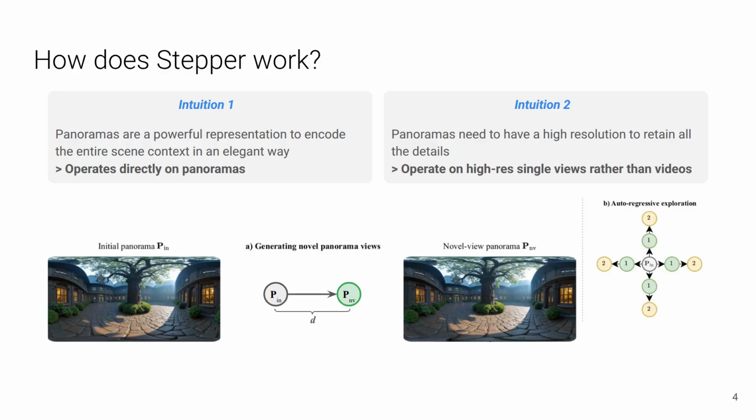Using our stepper model, we can then explore the scene in several directions, starting from an initial panorama. All of the generated panorama views are then reconstructed using MapAnything and used to optimize a 3D Gaussian splatting scene, which we can then explore.